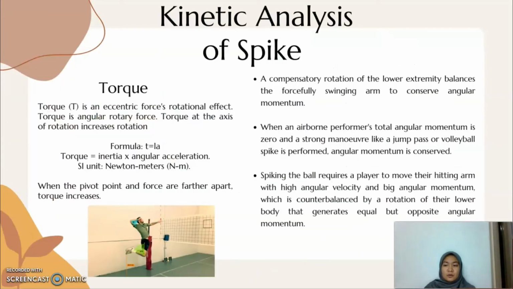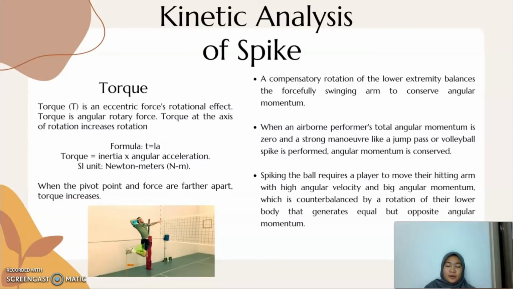Next, we move to torque. Torque, or moment of force, refers to the rotational effects created by an eccentric force. Torque is angular rotary force. Torque at the axis of rotation can increase the rotation. The formula of torque is torque equals inertia times angular acceleration, with SI unit Newton meters.